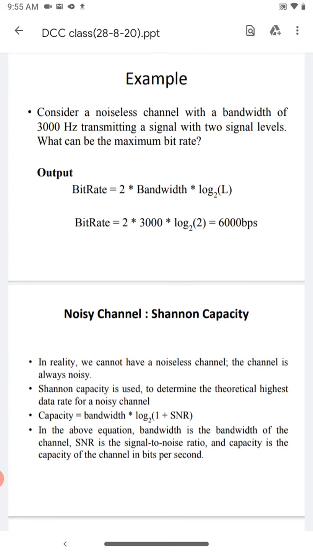Now you write the formula, then you apply each and everything. So what is the bandwidth and what is the L, the value of L? The value of L depends on the number of signal levels. So in this example, signal levels is equal to 2. When you apply these values, we can get the bit rate equal to 6000 bits per second.